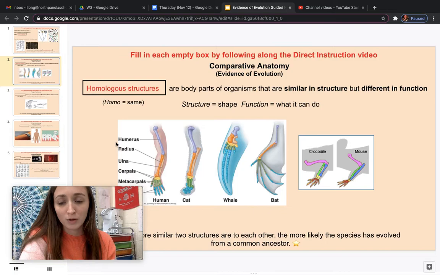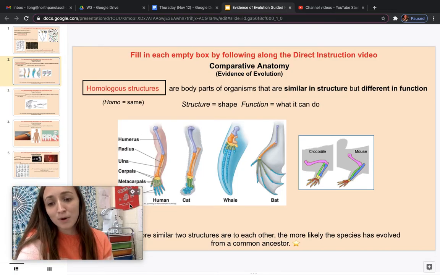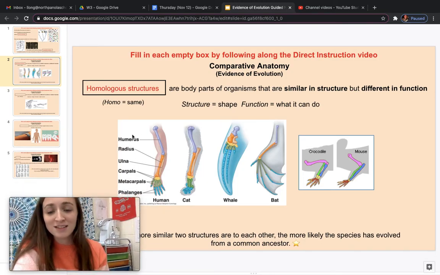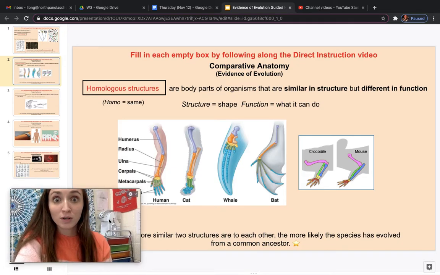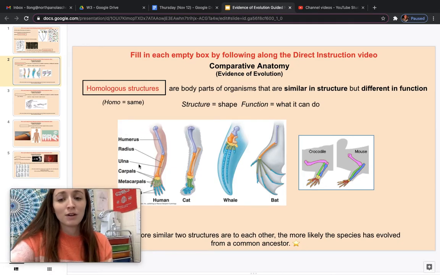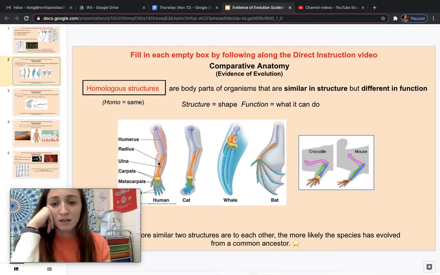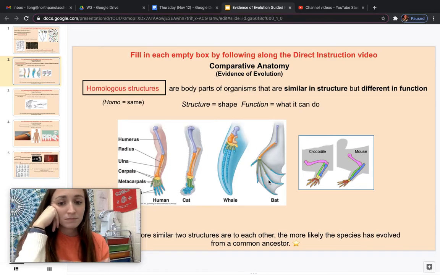We call it the humerus. And these are all names of bones. You're going to learn all about these if you take anatomy in high school or in college. So we're not going to focus on the names of the bones really. We just need to focus on the fact that they have the same bones, right? Same with these bones colored in orange. They're the same bone structures in all of these different species.